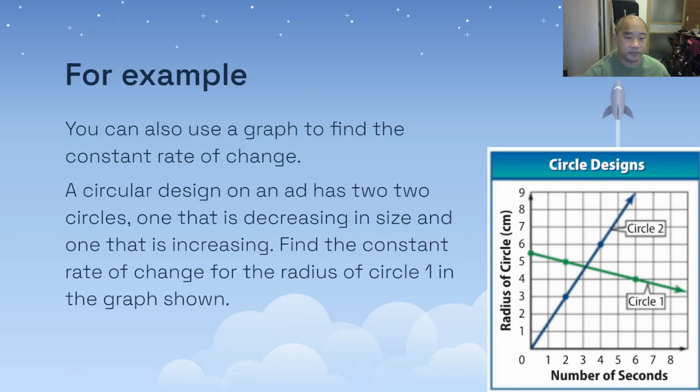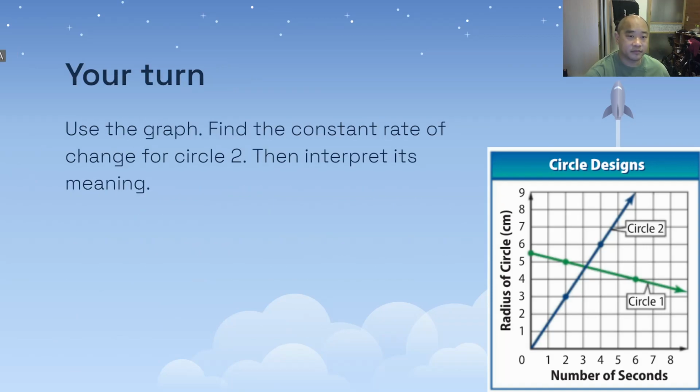All right, your turn. Find the constant rate for the circle 2. So here we have 2, 3, and here we have 4, 6. So that's going to be 2, 3, 4, 6. So here we're going to add 2. Here we're going to add 3. So it's going to be 3 over 2, because remember it's going to be y over x. 3 over 2. Okie dokie.